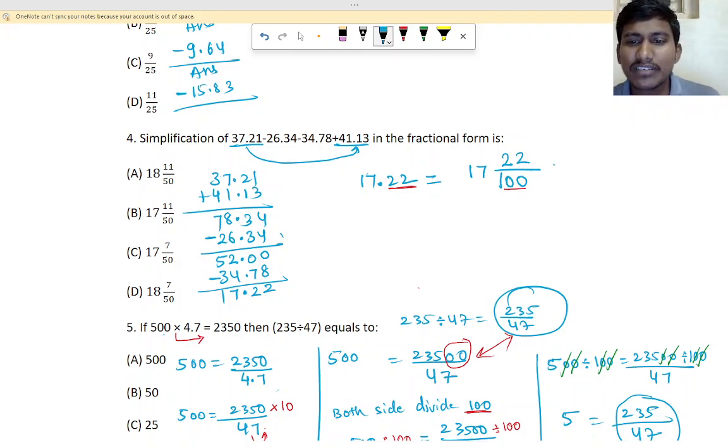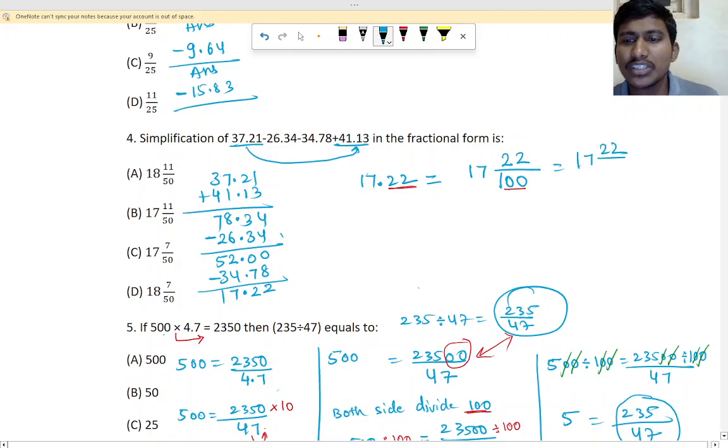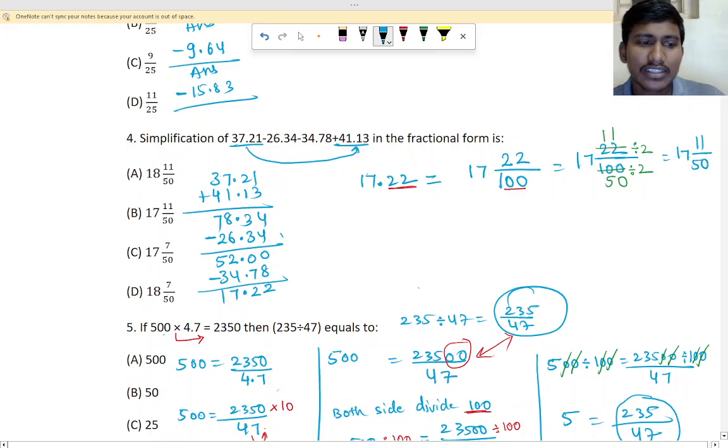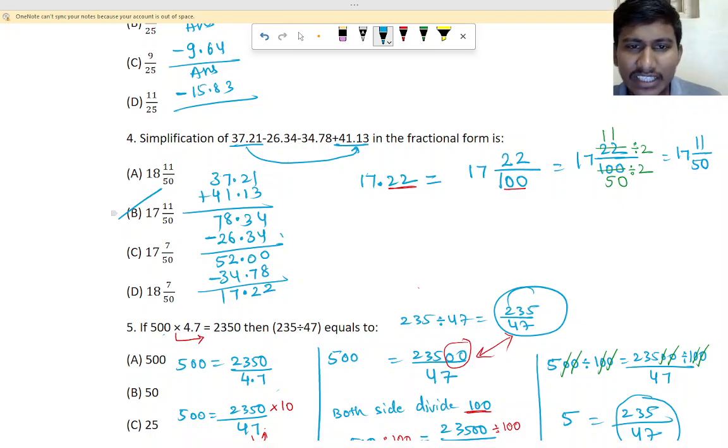Now if you simplify 17 and 22 by 100, it will come in which table? 22 and 100, the 2 table. So divide with 2. 2 ones are 2, 2 ones are 2. Divide with 2 here also. 2 fives are 10, 2 zeros are. So what will the answer be now? Yes, option B, 17 and 11 by 50.